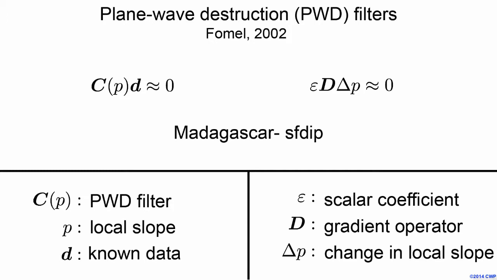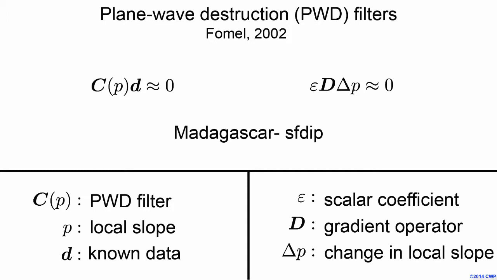Sergei Fomel described in his 2002 paper, Applications of Plane Wave Destruction Filters, a way to estimate slopes using plane wave destruction filters. Not only does he describe the theory in his paper, but he's also implemented this process in the Madagascar software package, and the method is called SFDIP. So what exactly is described in this paper that he's written in 2002?